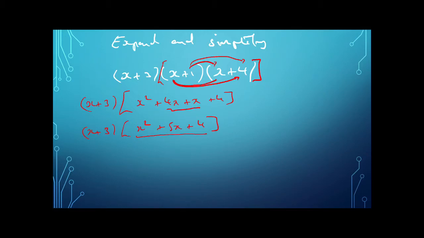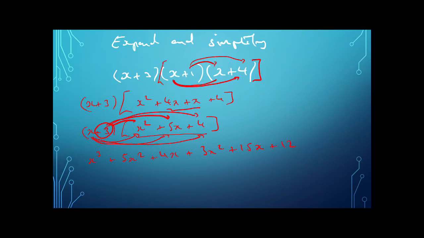Let's start off by multiplying by x. So x times x squared gives us x cubed, x times 5x is 5x squared, and then x times 4 is 4x. Now we have positive 3 times x squared, which is 3x squared, positive 3 times positive 5x, which is positive 15x, and positive 3 times positive 4, which is positive 12.